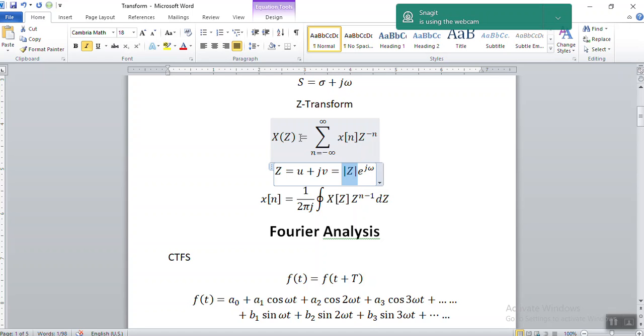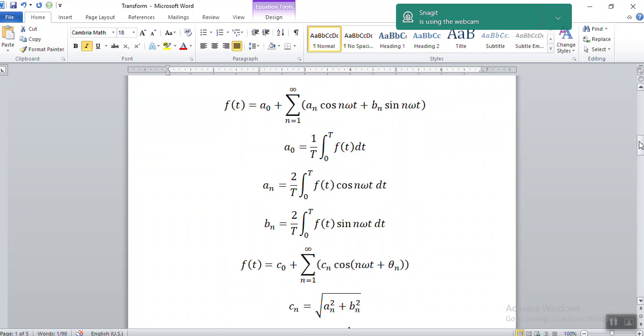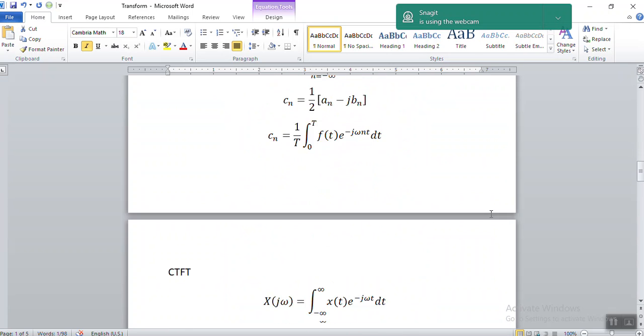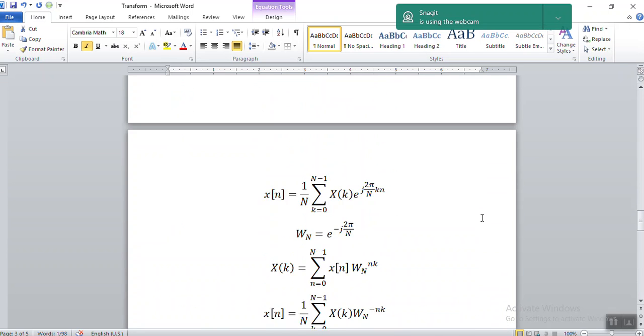But there is a condition. Suppose the ROC of the Z transform does not include the unit radius circle, then you can't evaluate that Z transform over the unit radius circle, and hence the DTFT of that signal does not exist. So remember that. So for DTFT, the relationship is z equal to e to the power j omega, that means the Z transform evaluated on the unit radius circle is the DTFT.